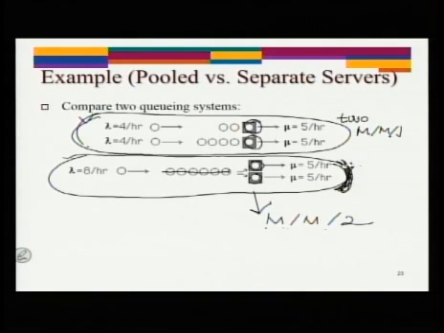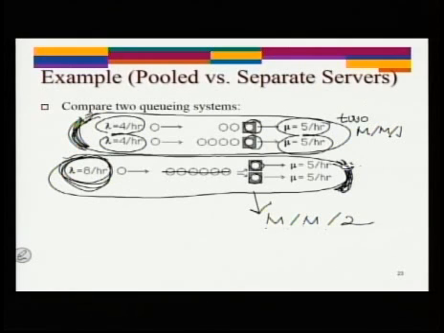So let's compare these two queuing systems. In the first case, two M/M/1, the arrival rate is 4 per hour and the service rate is 5 per hour. In the second case, the pooled server case, the arrival rate is 8 per hour, with the same service rate of 5 per hour.